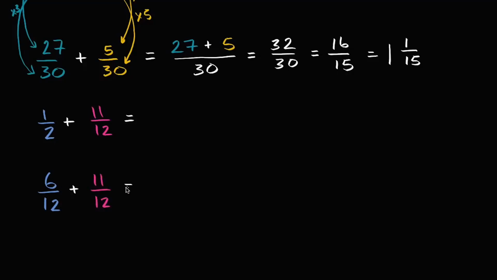So this is going to be equal to 6 plus 11 over 12. We have 6 twelfths plus 11 twelfths. It's going to be 6 plus 11 over 12, which is equal to, 6 plus 11 is 17 twelfths. If we want to write it as a mixed number, that is what? 12 goes into 17 one time with the remainder 5. So 1 and 5 over 12.